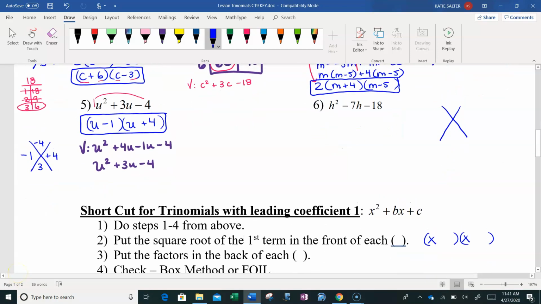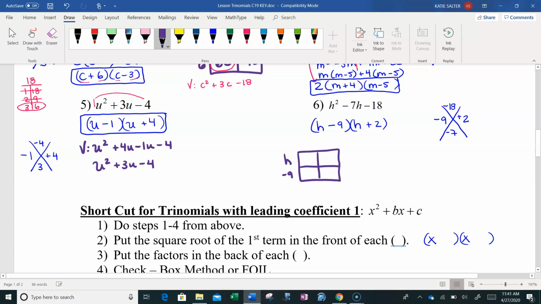Okay, so what two numbers would multiply to -18 but add to -7? So 1 and 18 is not going to work. 2 and 9, I think we can work with 2 and 9. We know that one's going to have to be negative and one's going to have to be positive. So if it adds to a negative, the bigger number's got to be negative. So it would be +2 and -9. All right, so we create our two sets. In the front of each set, we're going to put h and h because h times h is what gives us h squared. And then we're going to pop these in the back, -9 plus 2. And then we're going to check it.